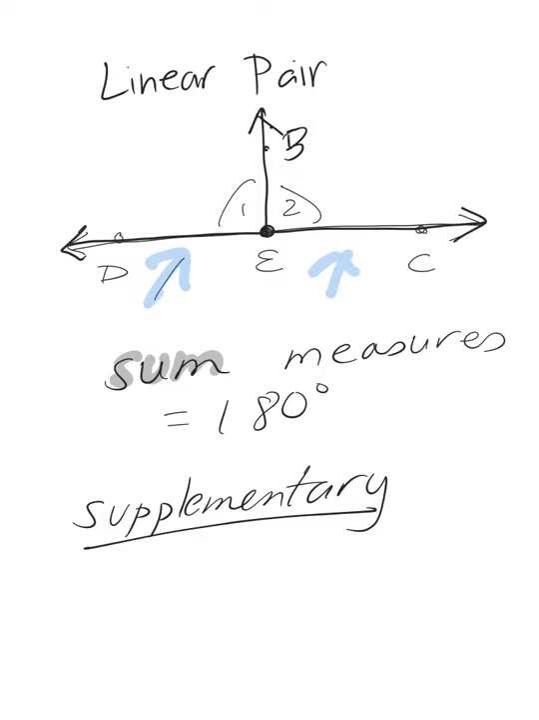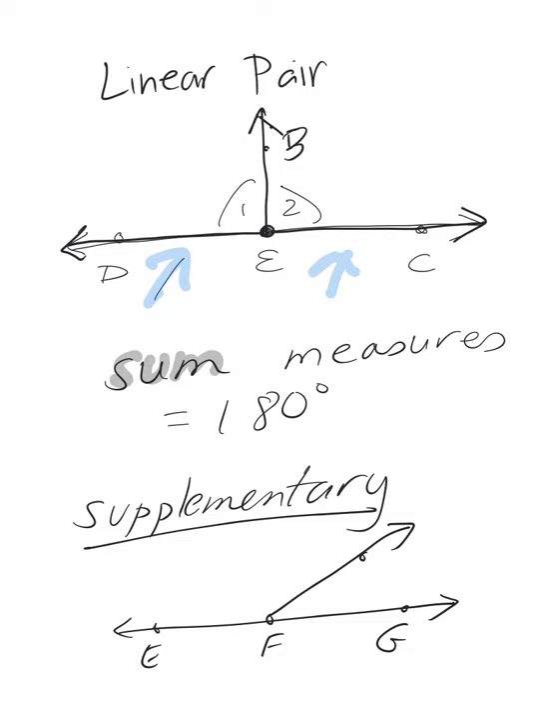So a supplementary angle is two angles. I'm just going to draw a picture. It's your opposite rays again. These two angles, angle 1 and angle 2, add up to equal 180.